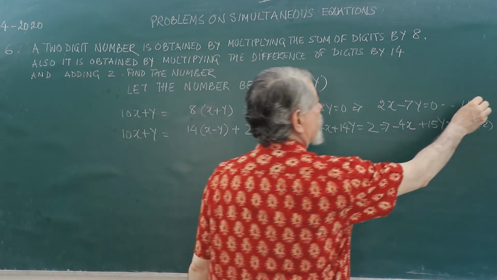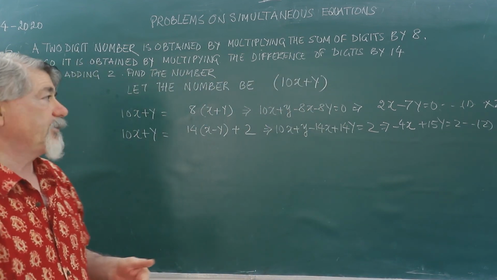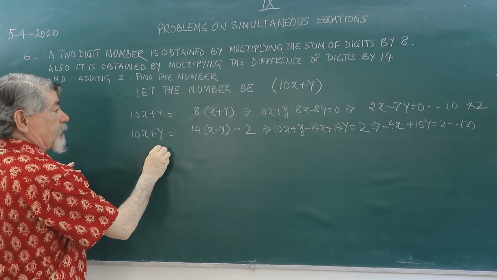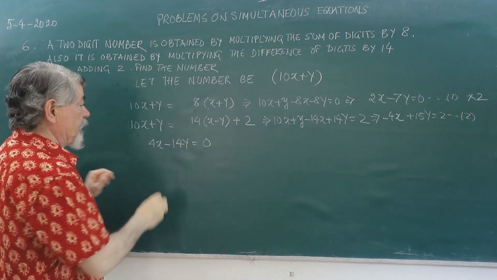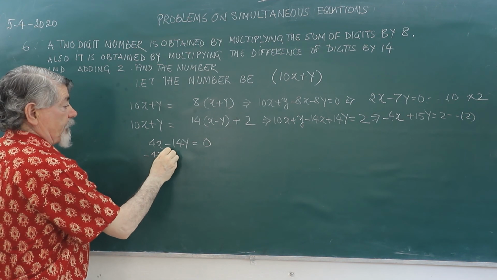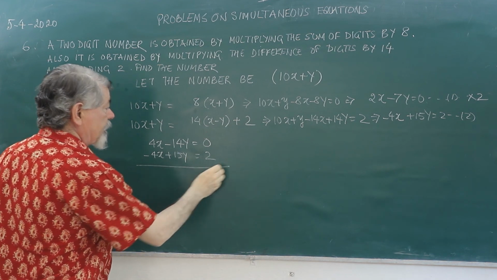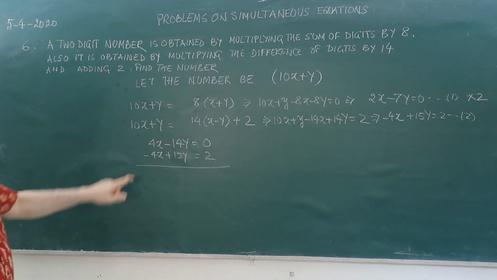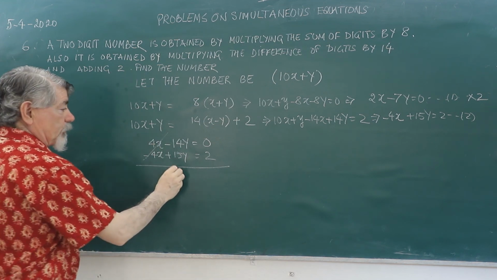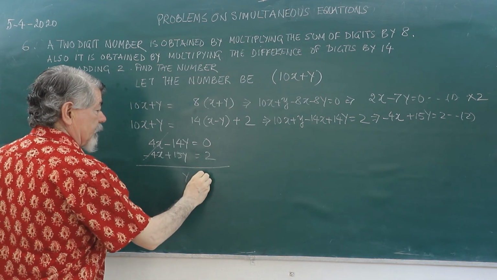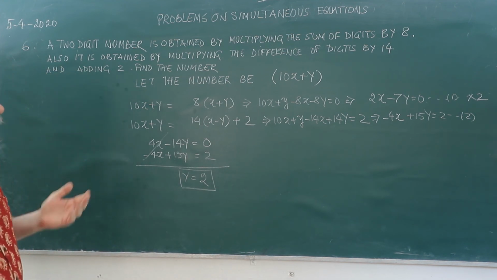So what I'll do is multiply equation 1 by 2 to make the x coefficients equal. 2 2s are 4x, 2 7s are 14y, equal to 0. And the second equation is minus 4x plus 15y is equal to 2. So when I add these two equations, because it is plus 4x and minus 4x, they will be eliminated. You will get 15y minus 14y, which is y, equal to 2. So you got the unit digit of the number as 2.